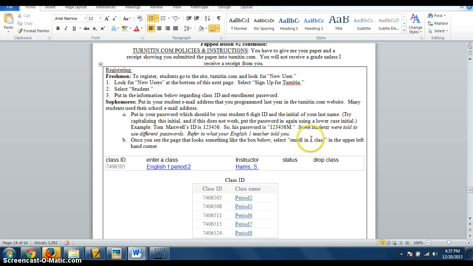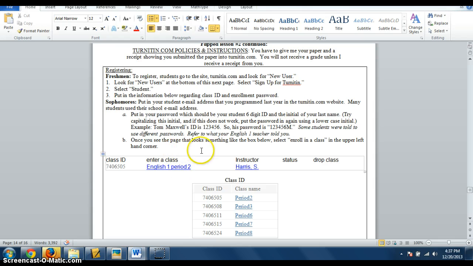It's your student ID. Some students were told to use different passwords last year. You need to do it this way so it's simple, you can remember it. So you're going to need, once you see the page looks like something like the box below, I think I deleted that so you don't see it.